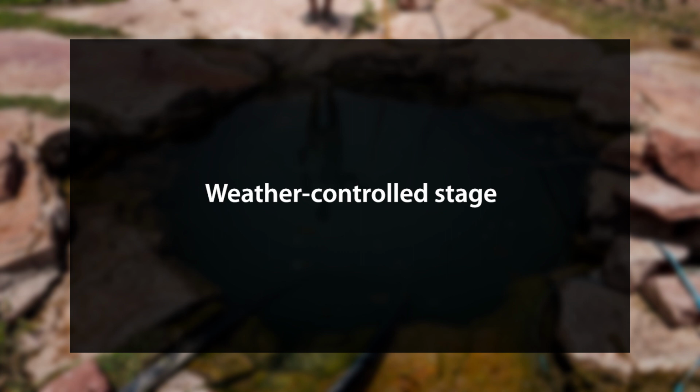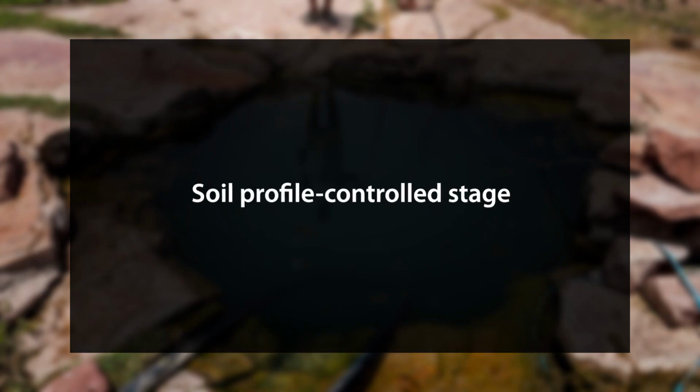Weather controlled stage is number 1. It has an initial constant rate determined by the meteorological conditions, or potential evaporation, when the soil is moist and conductive. The second is the soil profile controlled stage, an intermediate falling rate where evaporation is limited by the soil's ability to deliver water to the evaporation zone.